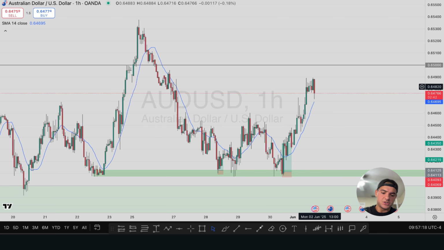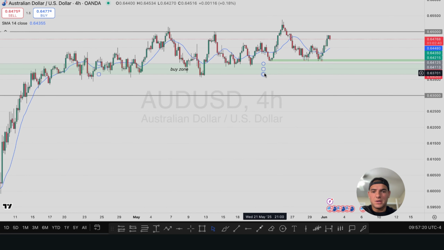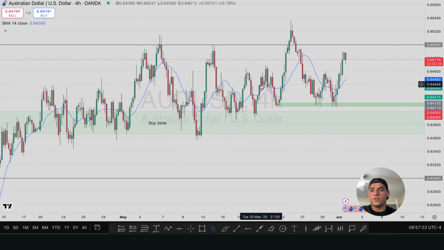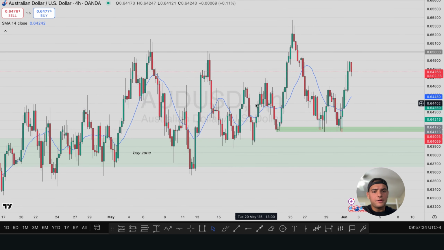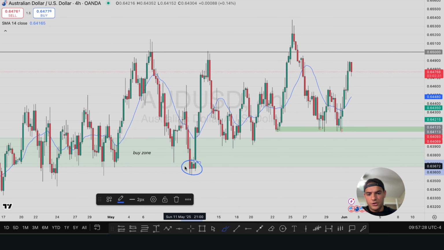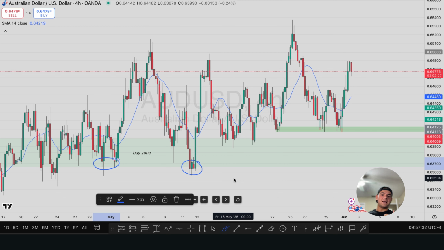So AUD USD has been inside this basically range for quite some time. Now every time price drops to an area of support, like over here, if we look left, we have an area of support. To me, that's an opportunity, right? That's an area for me to make an entry.